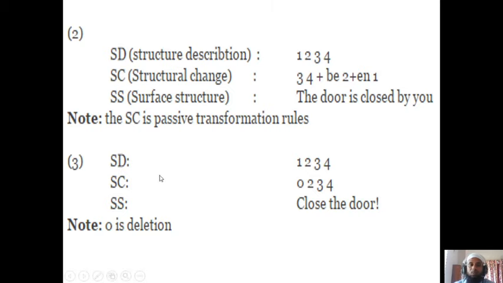surface structure. The surface structure here is the passive transformation. Here you get the surface structure and you get the passive voice. So this is the way to show the transformation rules. You see SD 1, 2, 3, 4, then a structural change 0, 2, 3, 4, and then you have the surface structure, close the door. And number 1, that is you, 0 is the deletion, and you has been deleted.